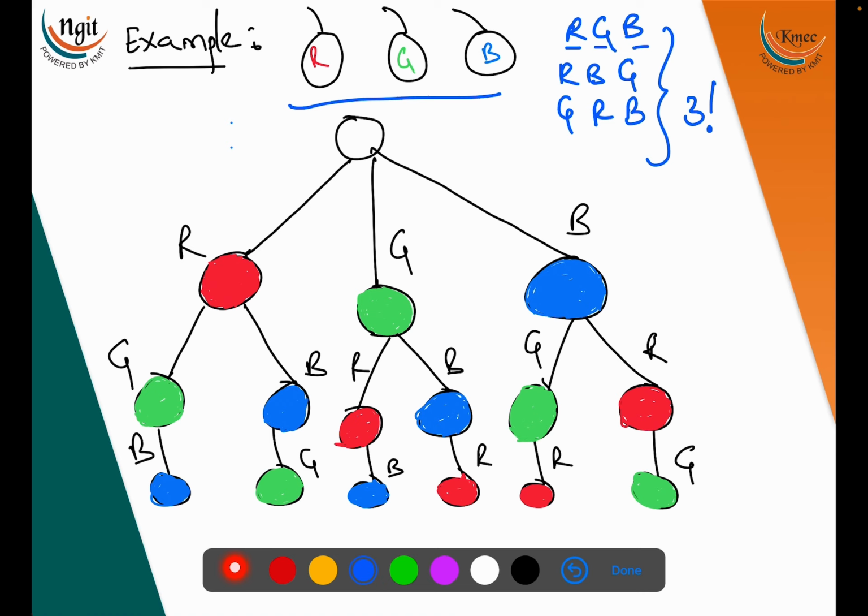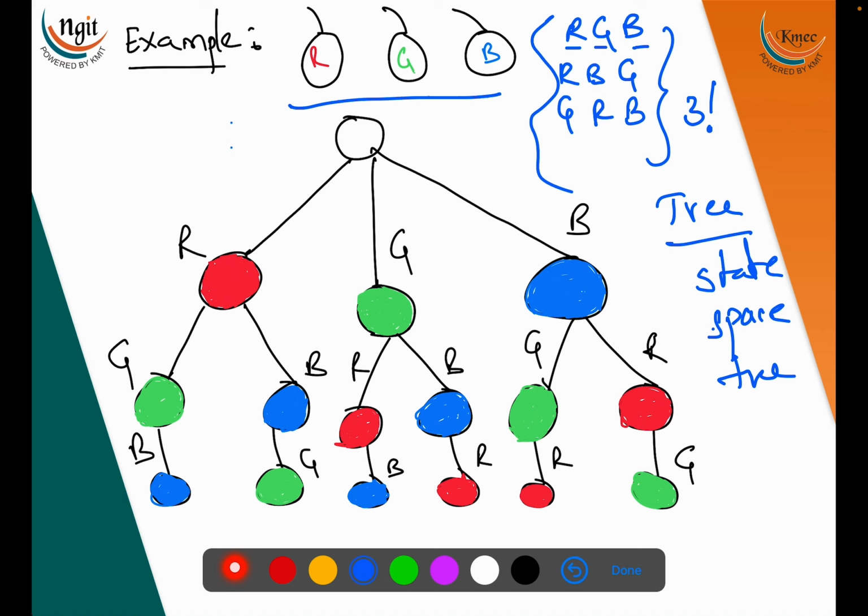Now we want to find out all possible arrangements. We can solve the problem and the solution can be represented using a tree, and this tree is called a state space tree. Now, when you look at this tree, you will get all possible solutions for a problem. So all possible solutions for a problem using backtracking are represented in a state space tree. Now I want to represent all these 6 possible solutions in this tree.